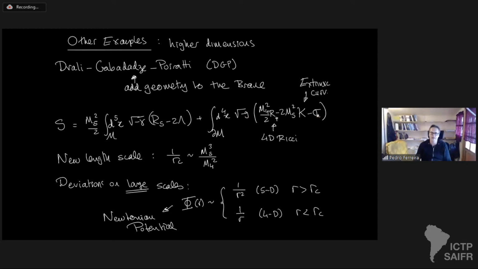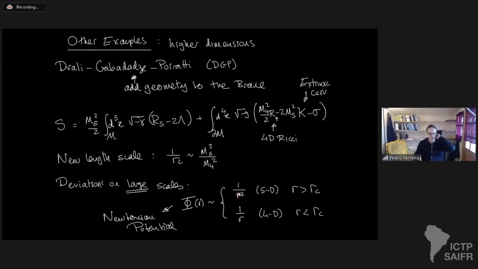And it just turns out that if you work out the equations of motion, a new length scale comes in here, and the new length scale is now 1 over r_c, which is the 5th dimensional Planck mass cubed over the 4th dimensional Planck mass squared. And now you have a deviation on large scales. In other words, on small scales, it goes as 1 over r, and it's just 4-dimensional. But once you go beyond a certain scale, you get a 1 over r squared.